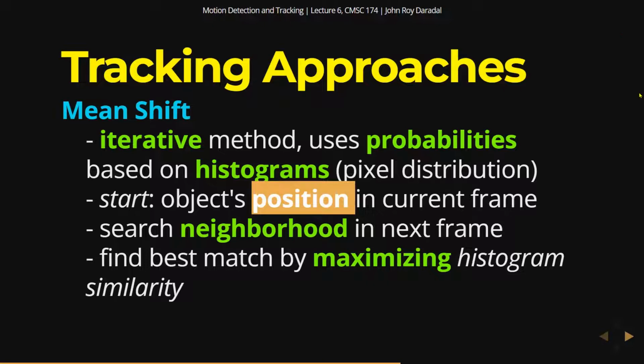So you remember histograms, they just show you how your pixels are distributed. So are there a lot of blue pixels or are there a lot of green pixels? So based on that, you can match the appearance or like you can match the object by trying to find the region with maximum histogram similarity.